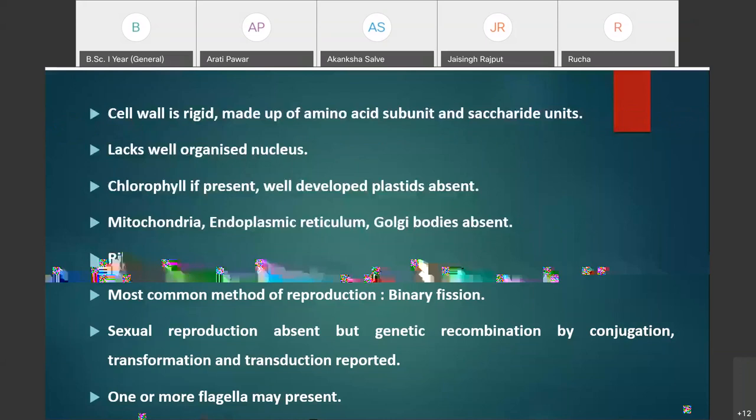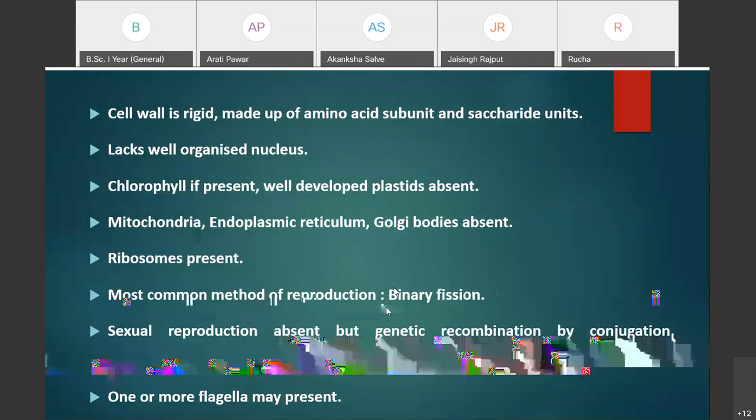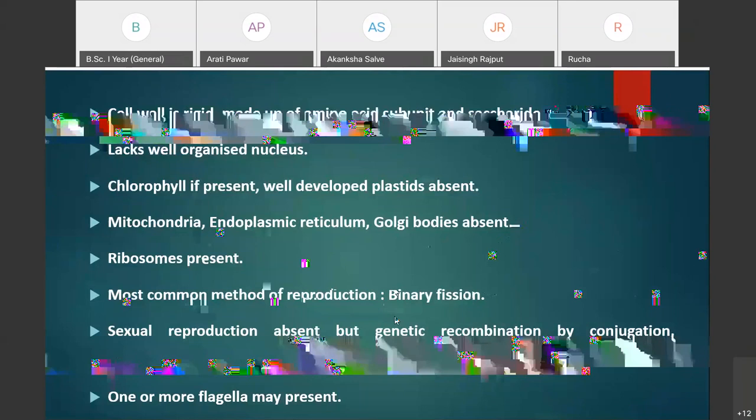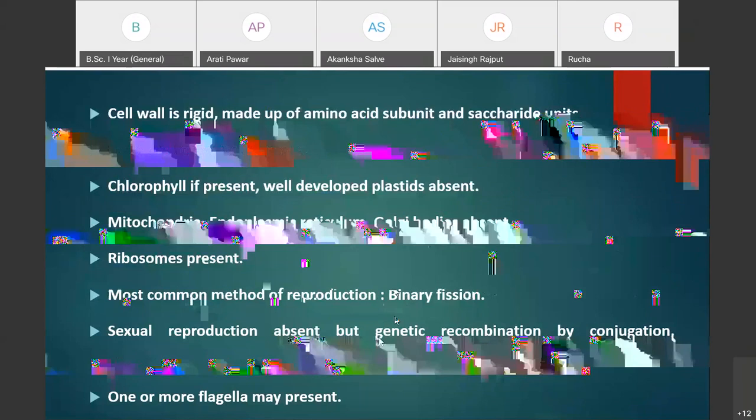Then about reproduction, the most common method of reproduction in bacteria is binary fission. There are methods of reproduction in bacteria: by binary fission, by budding, and by the formation of endospores. But the most common method of asexual reproduction in bacteria is binary fission. Sexual reproduction is absent. Sexual reproduction means what? The transfer of genetic material from one generation to another generation takes place. Here the true sexual reproduction is entirely absent.